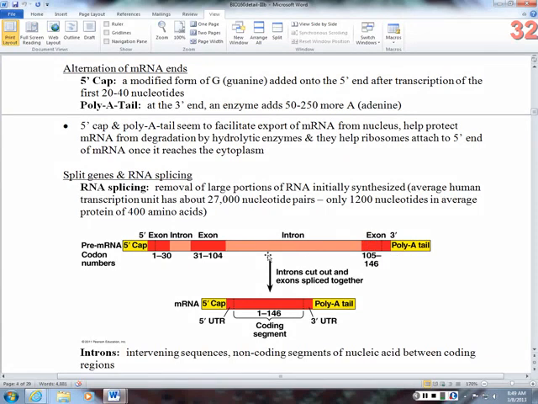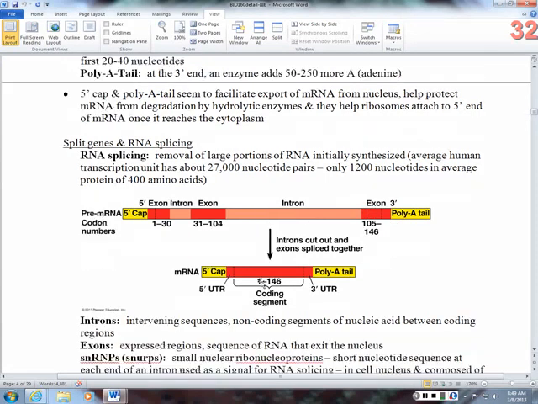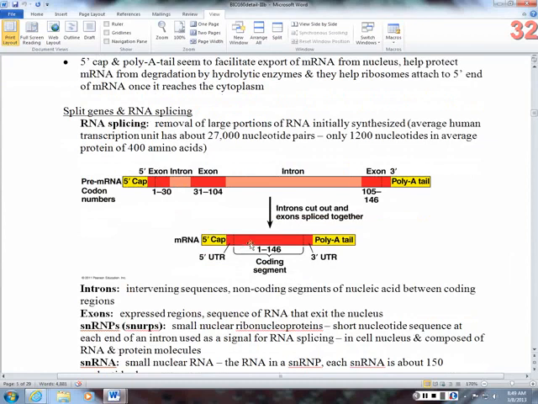And then you've got these exons. These are the expressed sequences. So the name exon comes from being expressed. When you remove the introns and splice together the exons, now you actually have the coding segment. So what you actually use out of that piece that you transcribed is just a small amount of it.